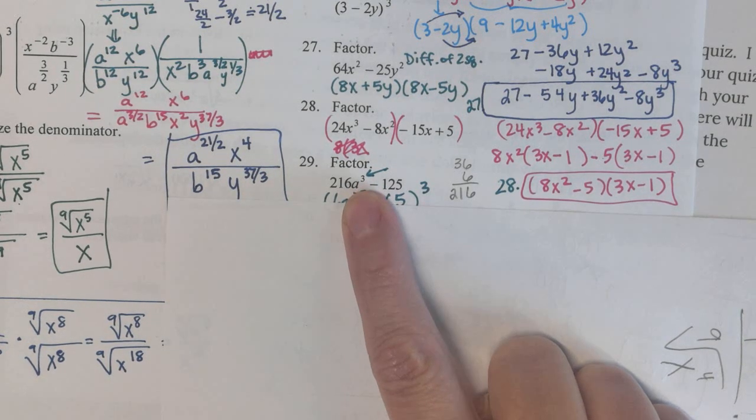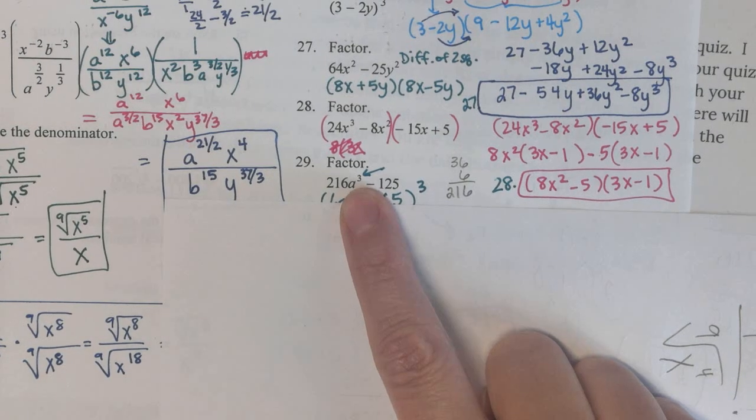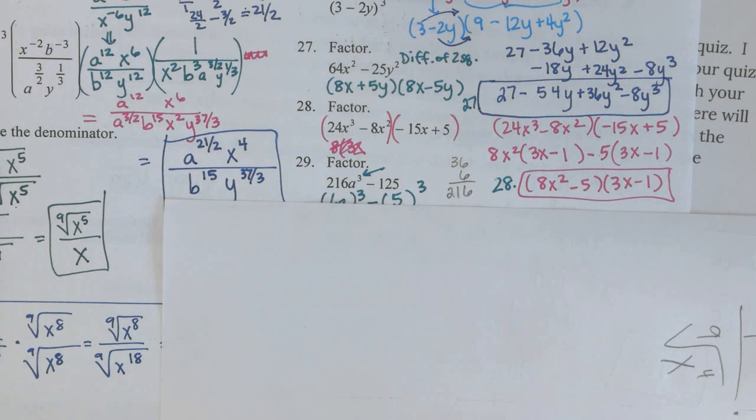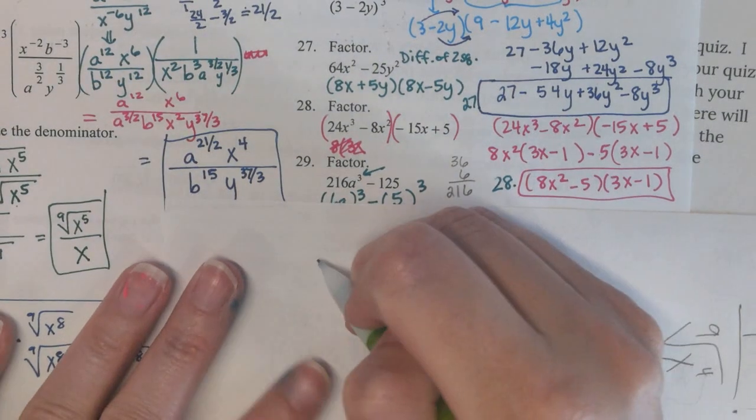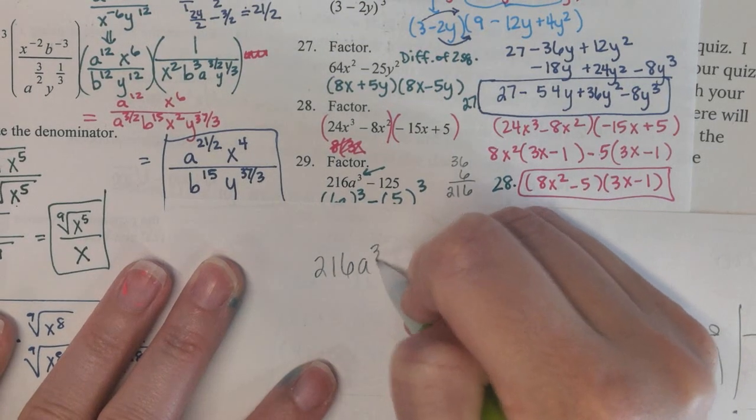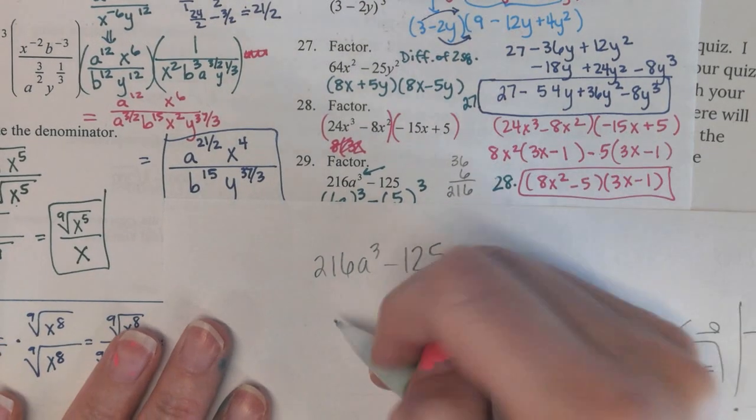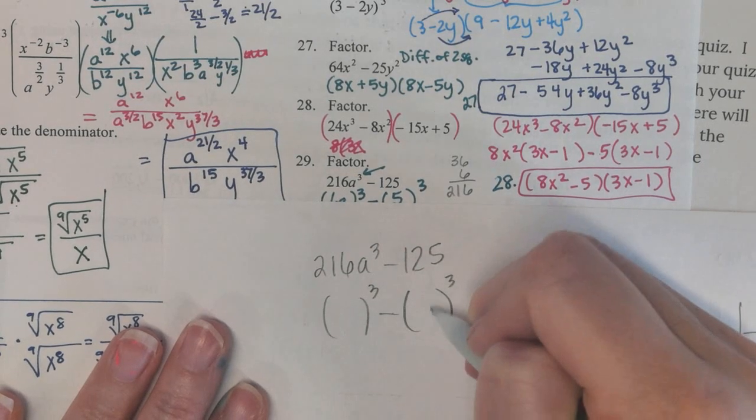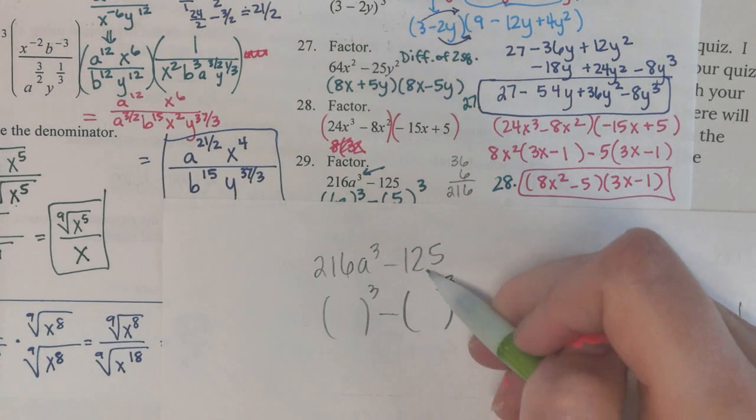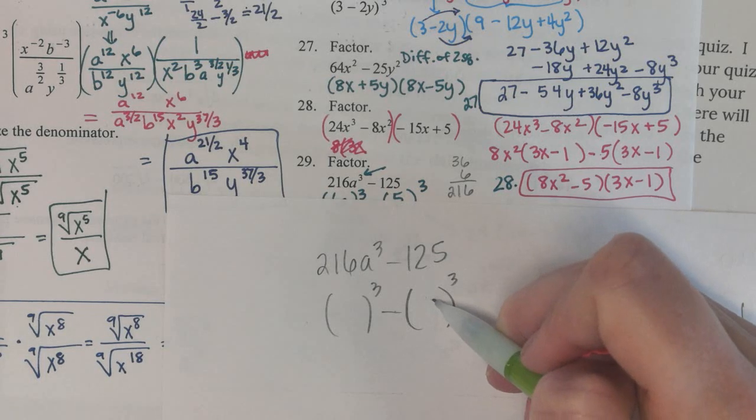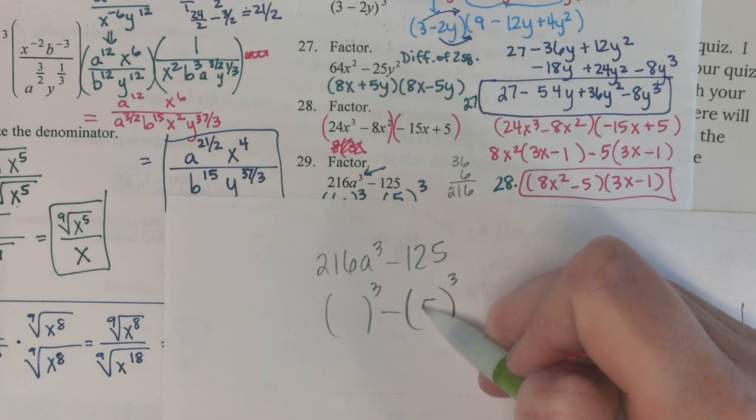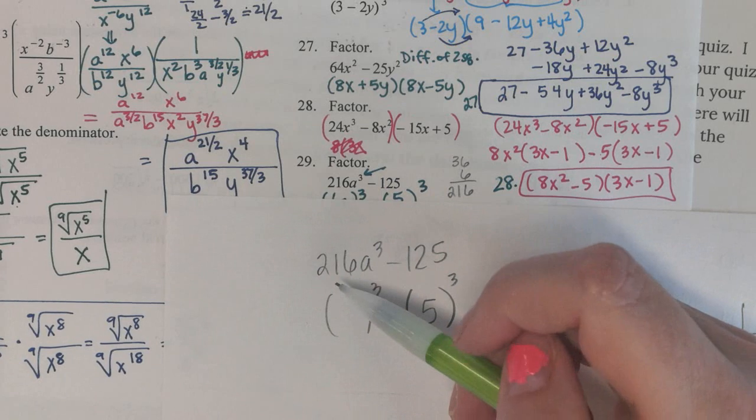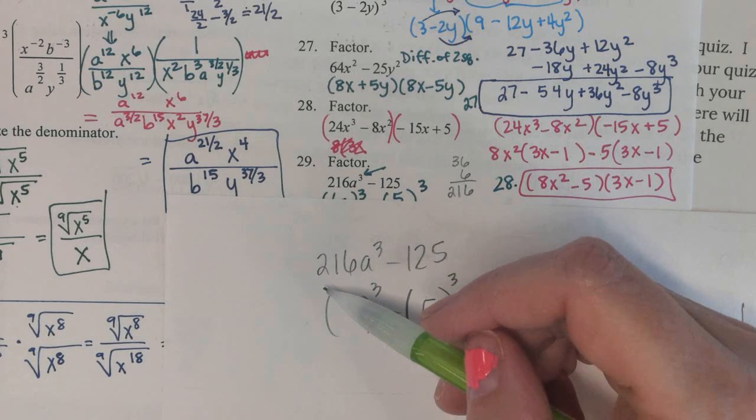Anytime you have it to the 3rd power, it is going to be a difference of cubes. So this was 216a cubed minus 125. What you should be asking yourself is what to the 3rd power minus what to the 3rd power. So 125, what number would be to the 3rd power for that? 5. And then 216, you might have to check a few things, but look.